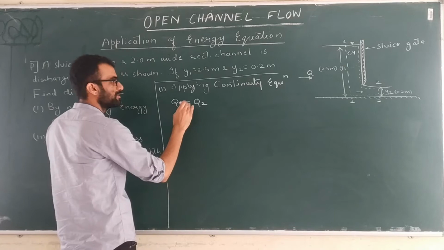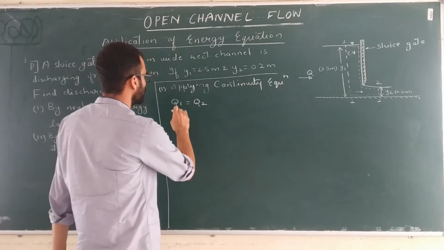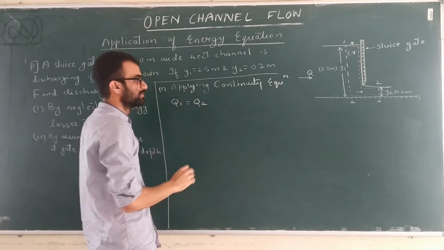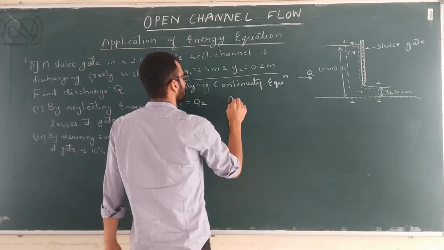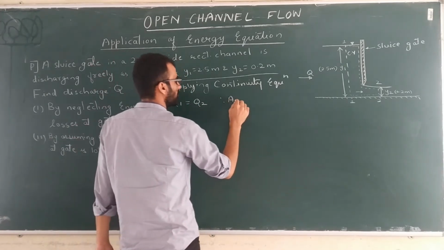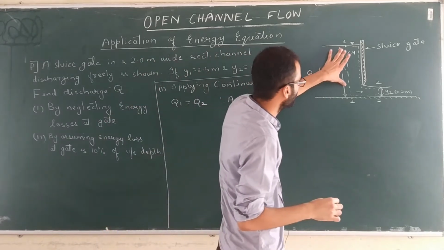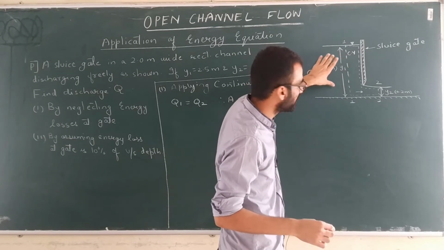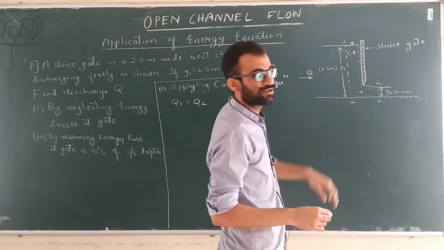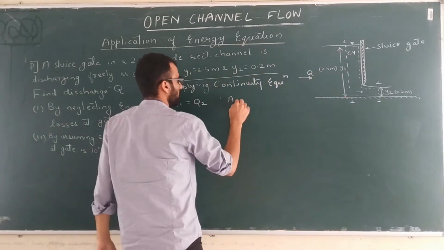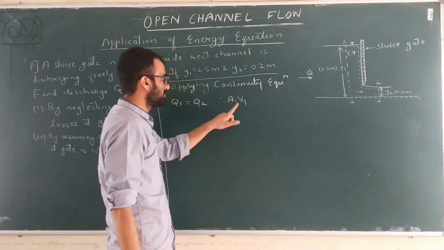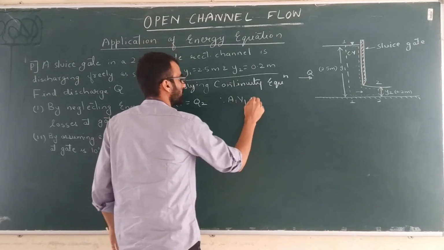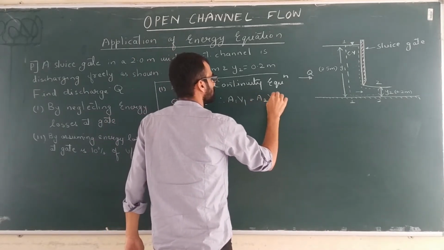And flow is incompressible, otherwise we have to write the mass flow rate at 1 equal to the mass flow rate at 2. So discharge can be written as area into velocity. At surface 1, the discharge is the area of the flow into the average velocity of the flow. So A1 into V1, where V1 is the average velocity and A1 is the flow area at surface 1. So A1 V1 will be equal to A2 V2.